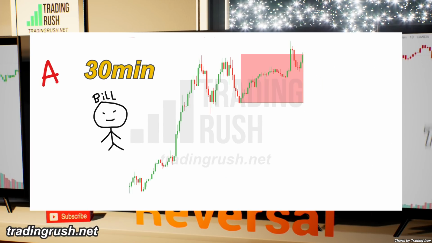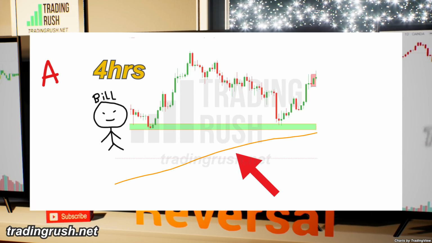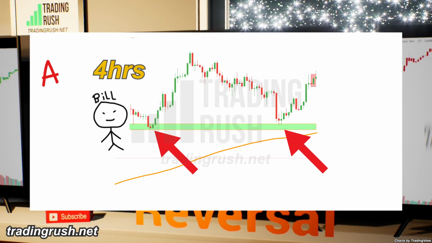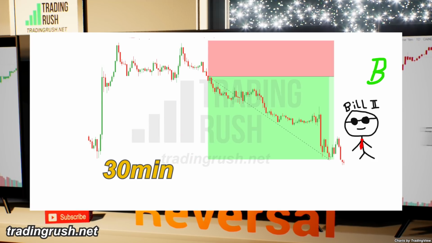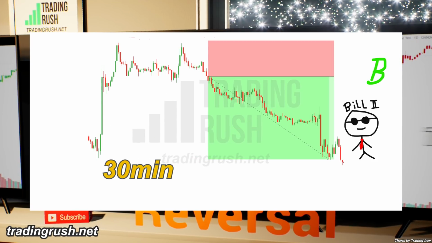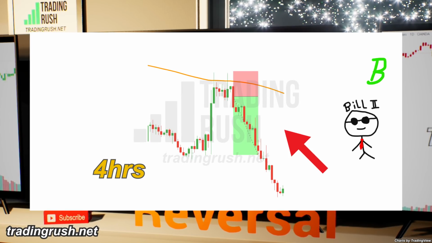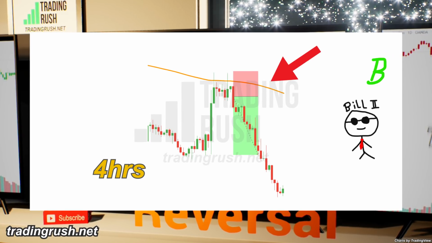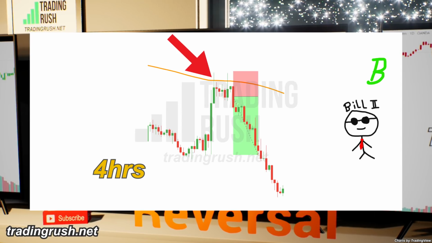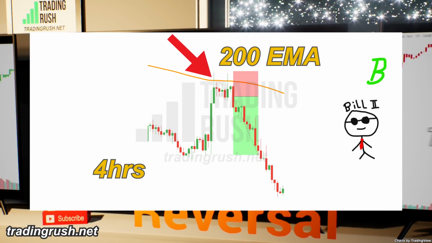If we look at first chart where Bill the First lost money, you can see that the price is in a strong uptrend on the higher time frame. Furthermore, it has just touched a support area and has enough room to move higher. On the other hand, if we look at Bill the Second's chart on the higher time frame, you will notice that unlike the first chart, this chart is in a strong downtrend. Not only that, but it recently touched a strong resistance area.